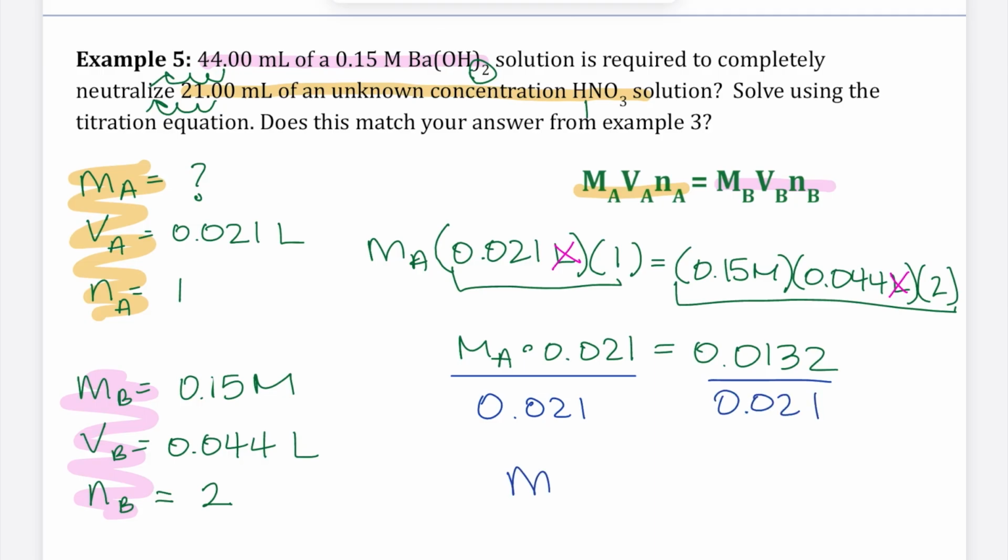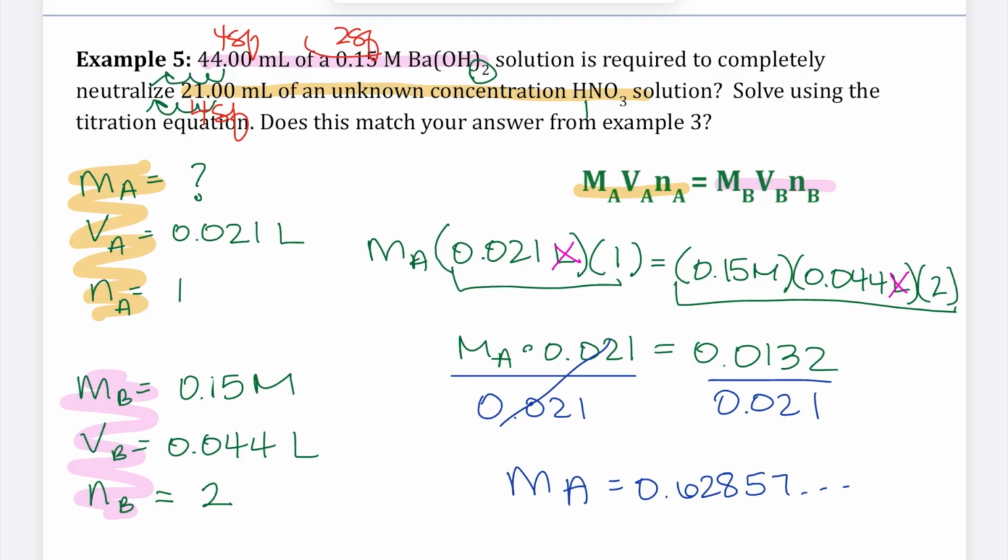And then to solve to get our molarity of our acid by itself, divide by 0.021 on both sides. And the molarity of A is going to be 0.0132 divided by 0.021. And I get 0.62857 in my calculator. Considering sig figs, our N values are exact. We only have a whole number of hydrogens or hydroxides. So looking at our calculations, we had 4 sig figs here, 2 sig figs here, and 4 sig figs here.